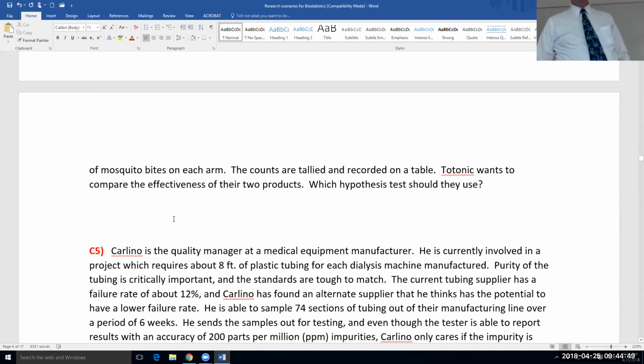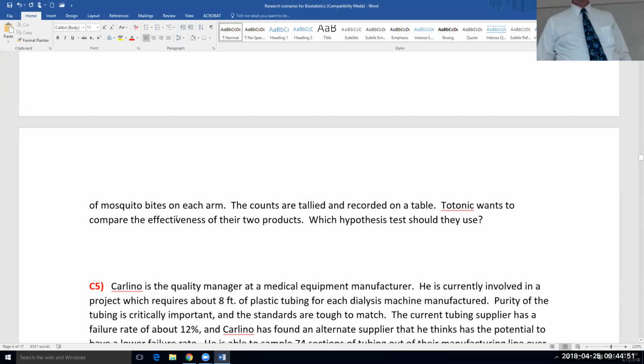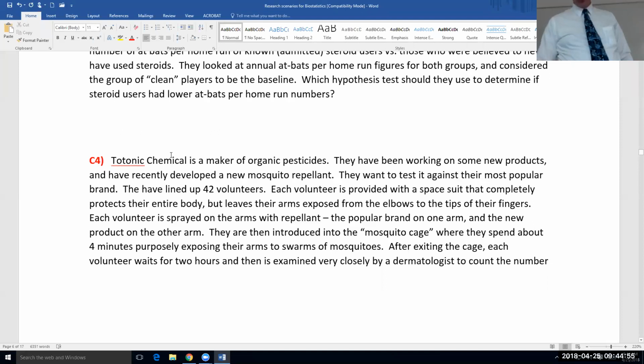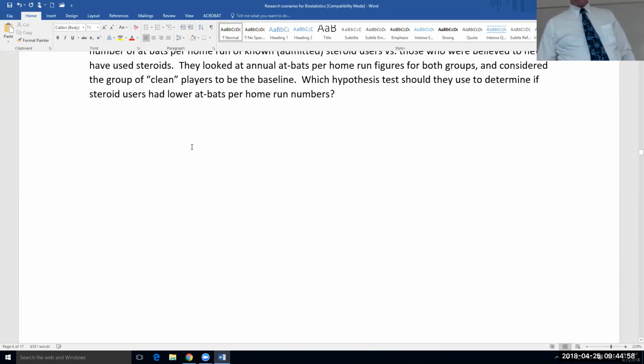Totonic wants to compare the effectiveness of the two products. Which hypothesis test should they use? Here, let's put this all on one page so that you don't have to scroll. All right.